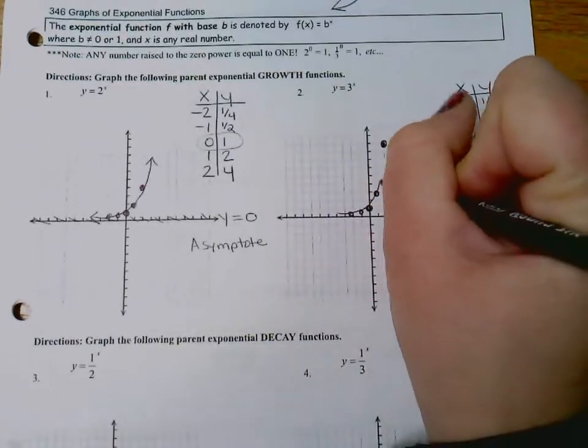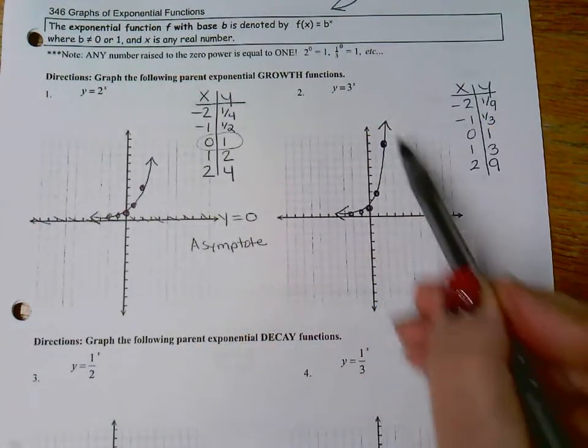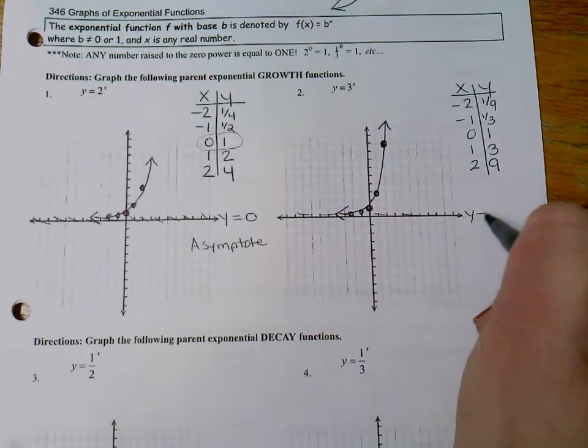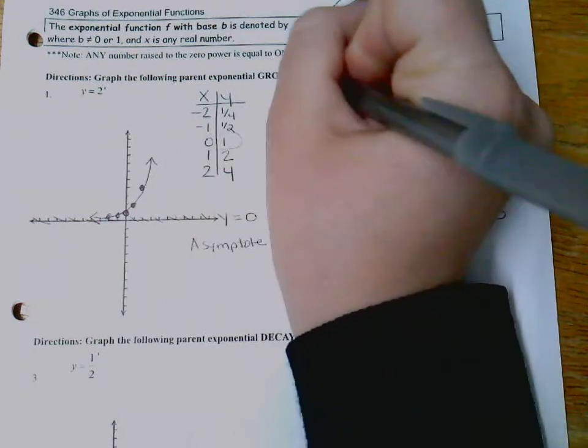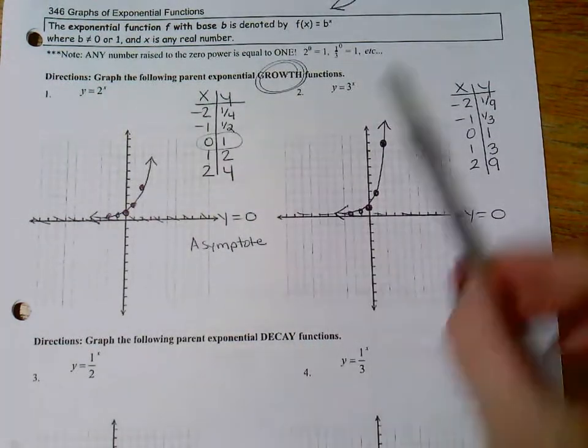So it looks very similar to the graph that I just drew, slightly steeper, isn't it? It also has an asymptote at y equals 0. These are both exponential growth functions. So as I read my graph from left to right, the graph is going upwards.